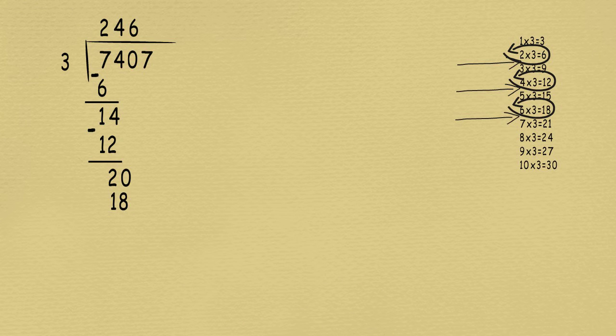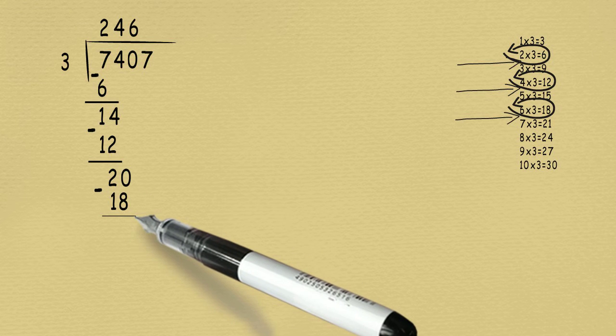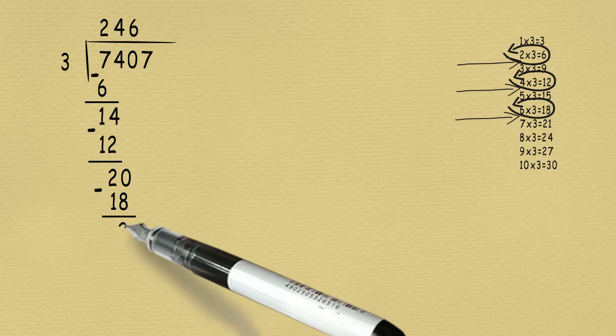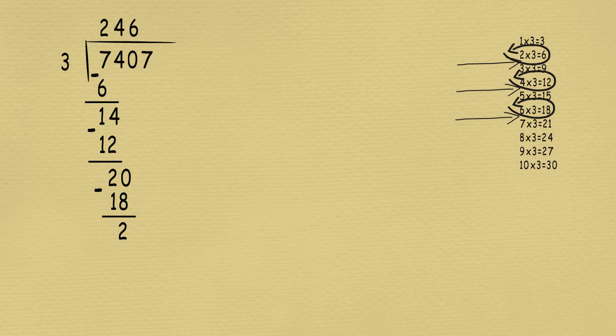And I'm going to perform another subtraction. So I have 20 minus 18 equals 2. And I'm going to bring down the next number underneath the division house, which is the number 7, so that I now have the number 27. And I'm going to repeat the step again.